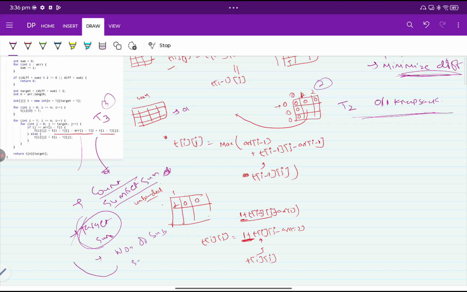This target sum question is reduced from the number of subsets with a given difference. I told you how that has to be solved.